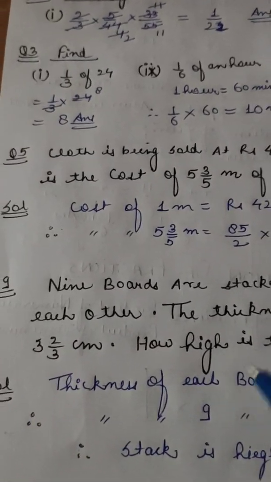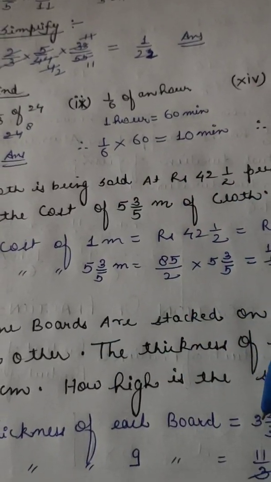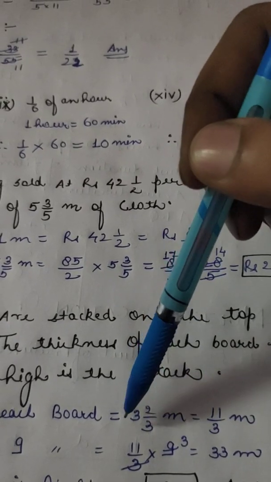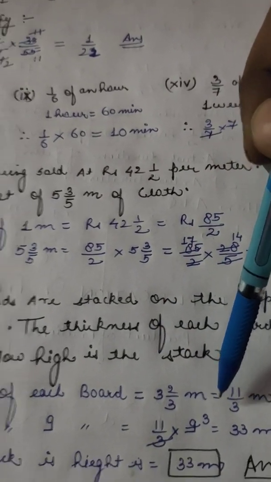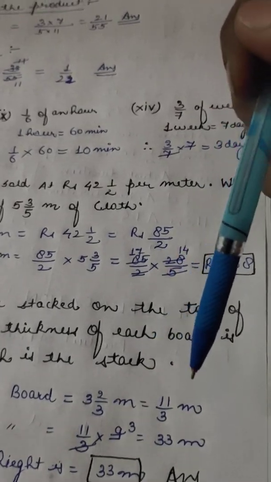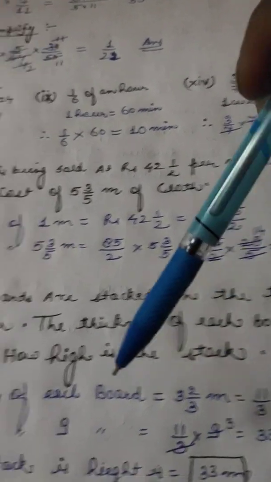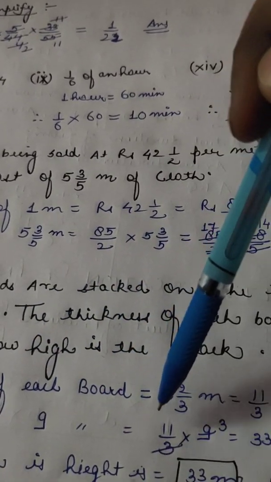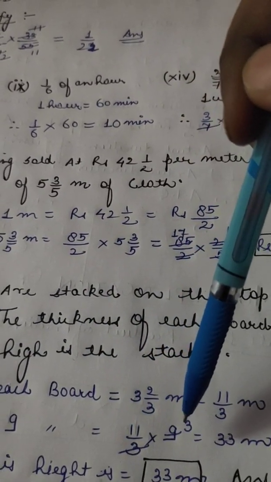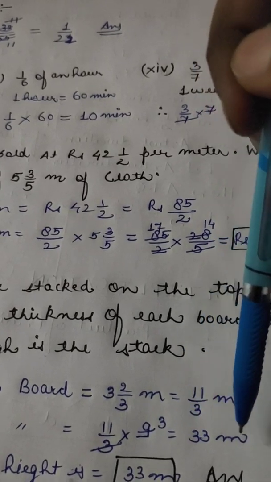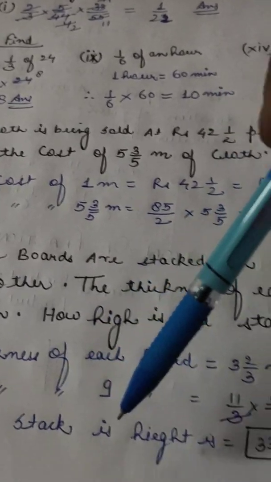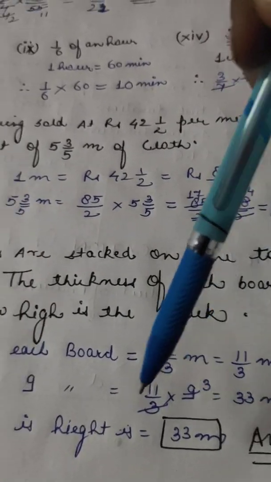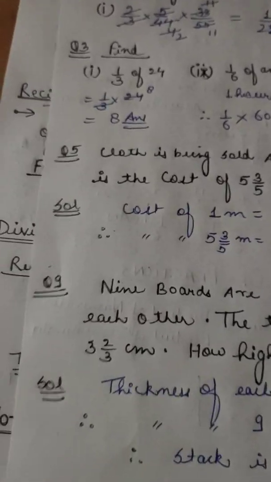So what I have done: thickness of each board is given as 3 2 by 3 meter. This is given as a mixed fraction. I have converted it into a normal fraction. Thickness of one board is given as 11 by 3 meter, and therefore thickness of 9 boards will be equal to 11 by 3 multiplied by 9. That will give 33 meter. So what is the thickness of 9 boards? 33 meter. So this 33 meter will be the total height of the stack.